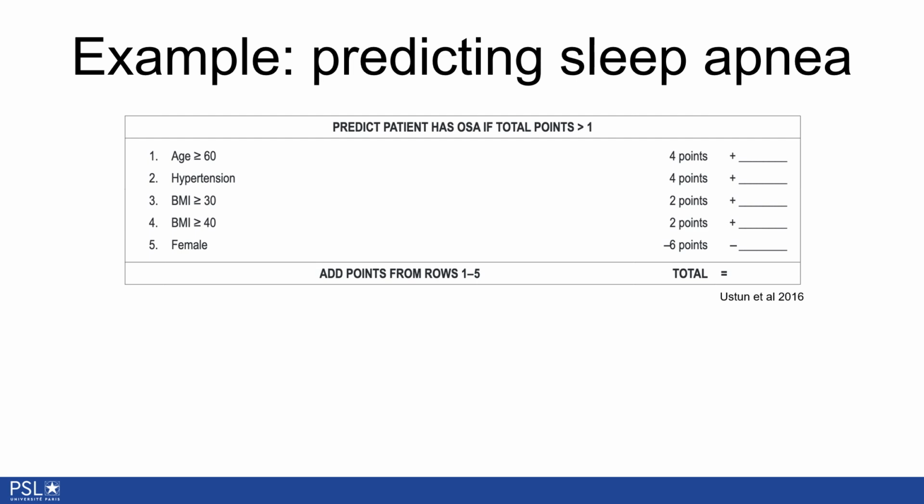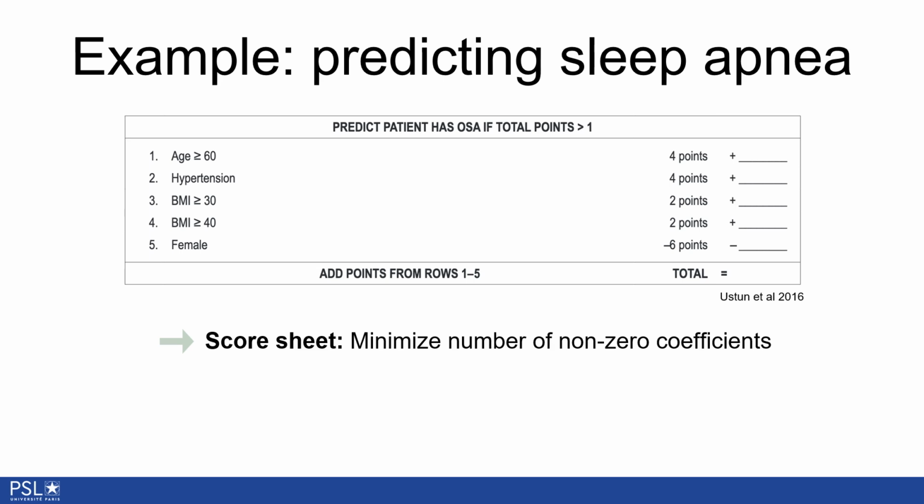The study by Ustun et al. actually optimized a version of the classifier in which the points are integers and the threshold is an integer too. The authors showed that this model was essentially as predictive as the previous model with more complex scores. This model with integer scores is very highly interpretable because it has very few features, and it is very easy to see how input features lead to the output. This type of model is called a score sheet.